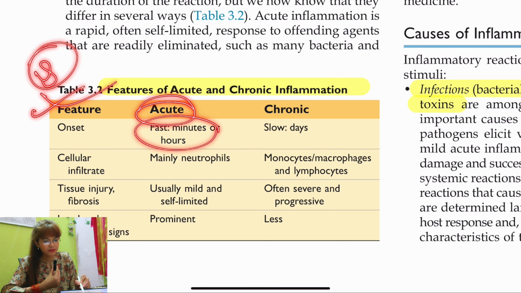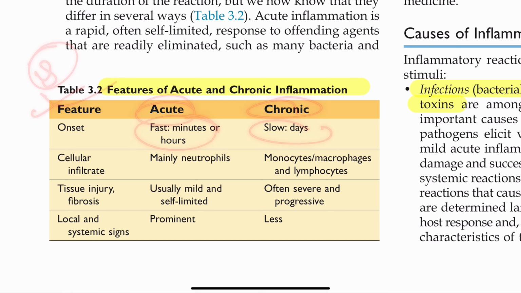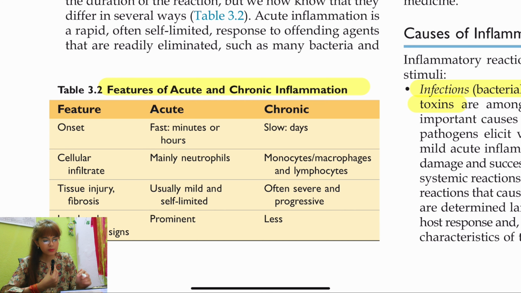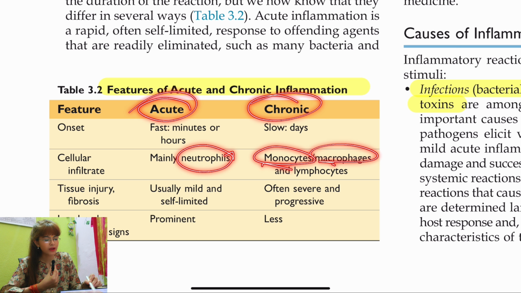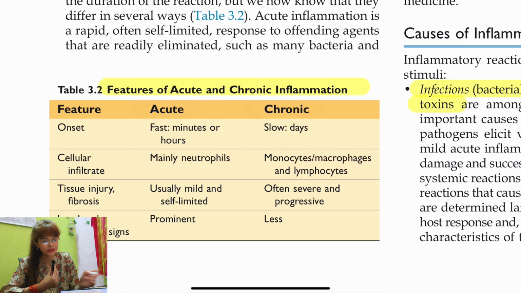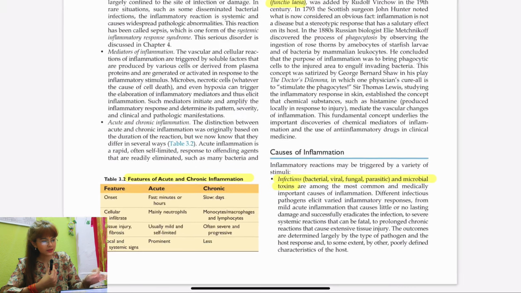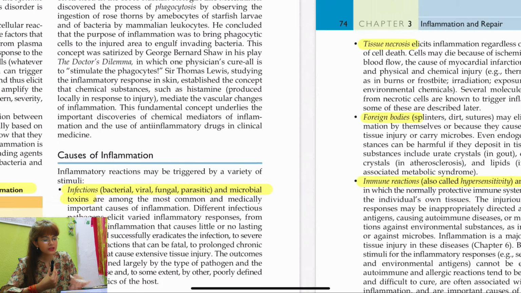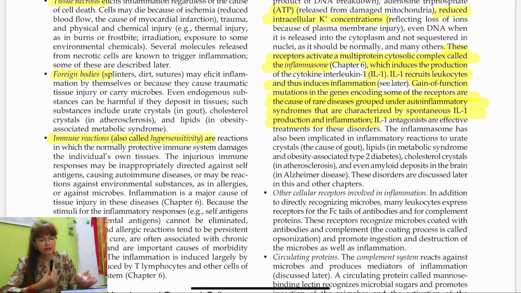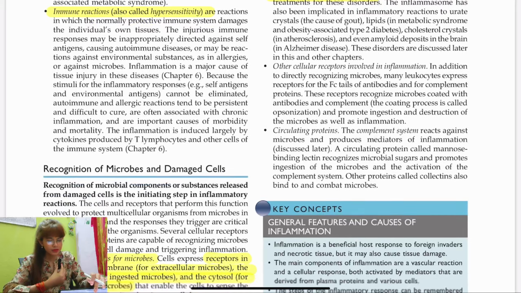So acute is very fast in onset while chronic is slow. These are very easy and not much concept oriented. So in acute you get neutrophils, in chronic you get monocytes, macrophages and lymphocytes most importantly. Tissue injury is usually mild in acute, but in chronic it is usually severe and progressive. This is an important point, don't get confused over here. The local and systemic signs are prominent in acute and less in the chronic. The causes are infections, tissue necrosis, foreign bodies, and immune reactions called hypersensitivity reactions.